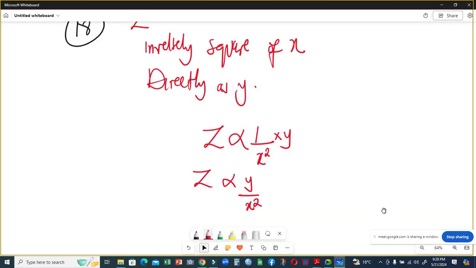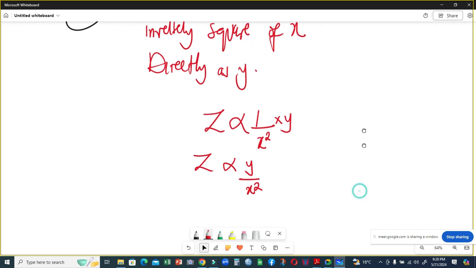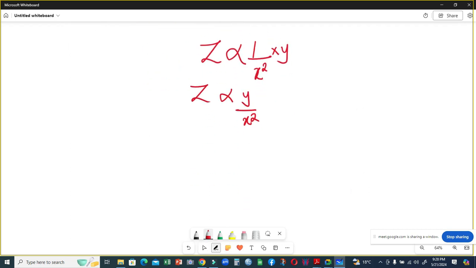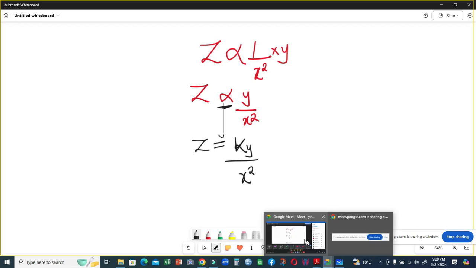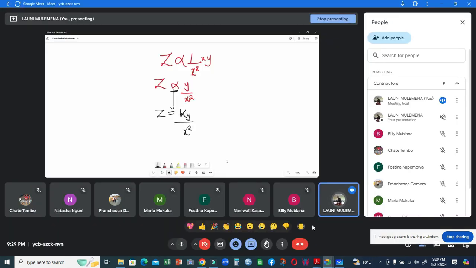So now, when you are dealing with variation and you reach this point, we need to remove the proportional symbol by putting an equal sign. So we say z is equal to, and once you remove this and put an equal sign, you need to introduce a constant k. So now we have z equals k y over x squared. This is just a rule that we need to appreciate: once you remove the proportional symbol, you need to insert a k.